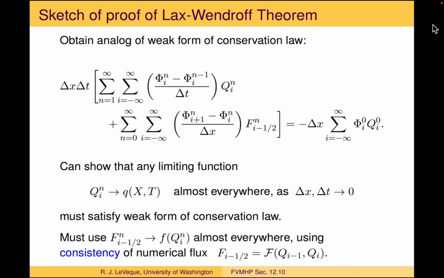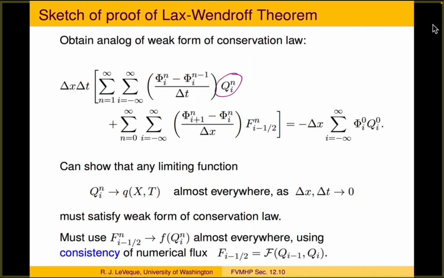And in doing that, in addition to the fact that the differences in phi are converging to derivatives, and that we're assuming that the q_i^n are approaching some given function, we also have to be assuming that these fluxes F_{i-1/2}^n are converging to the appropriate flux f of q.